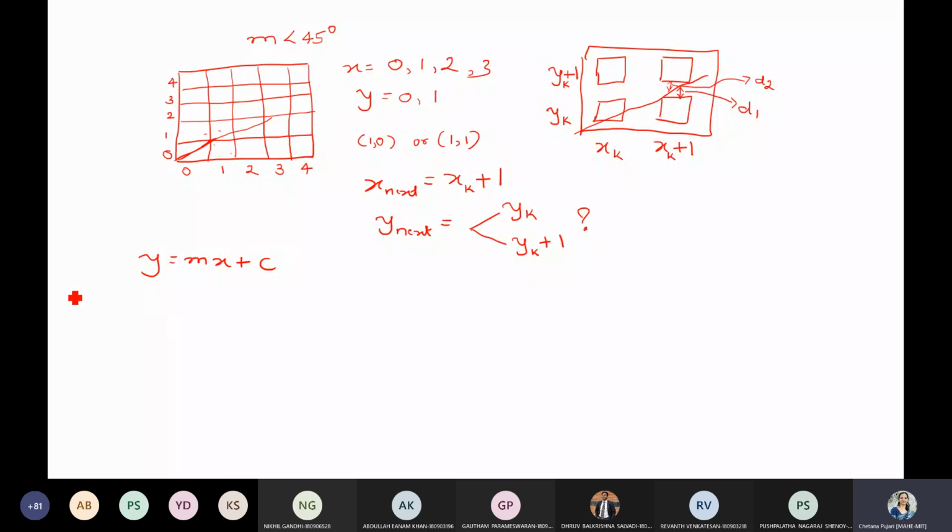So when you are dealing with the next value, this will be y equal to m x next, which is m(xk plus 1) plus c. I'm just rewriting it. Instead of x, I'm considering the next value, which is xk plus 1. So let's call it equation 1.